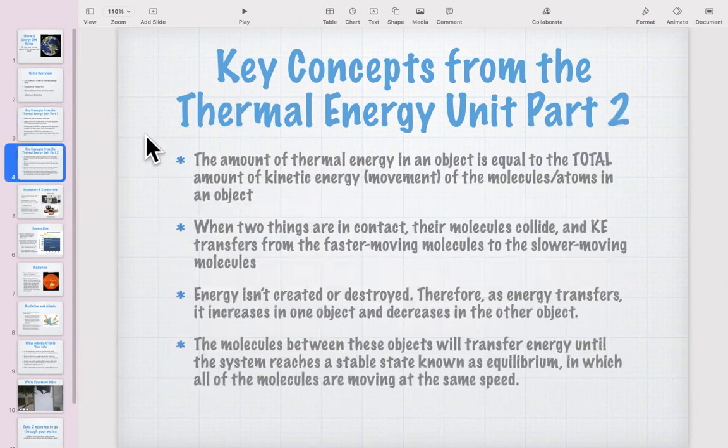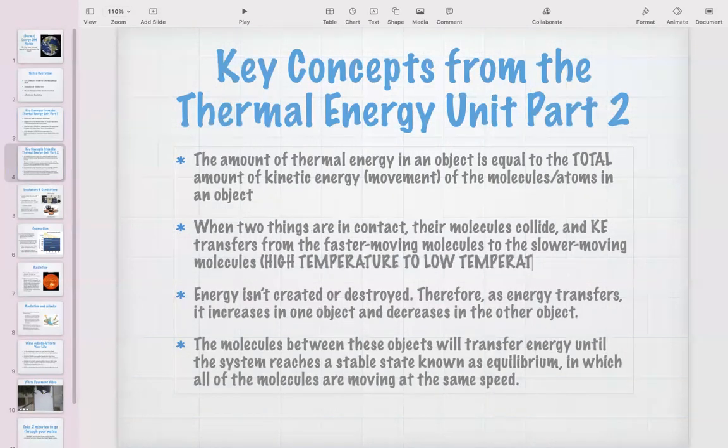So let's go to thermal energy unit part 2 for key concepts. These are the last of the key concepts that we covered. The amount of thermal energy in an object is equal to the total amount of kinetic energy, or movement, of the molecules and atoms in an object. The key word here is total. When two things are in contact, their molecules collide, and kinetic energy transfers from the faster moving molecules to the slower moving molecules. In other words, that's the idea, guys, of high temperature to low temperature. That's a pattern we established. That's the idea of the stove burns you, you don't burn the stove.